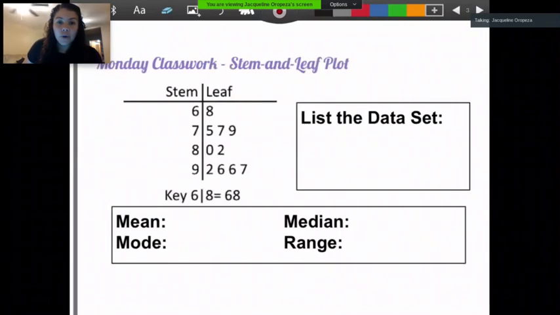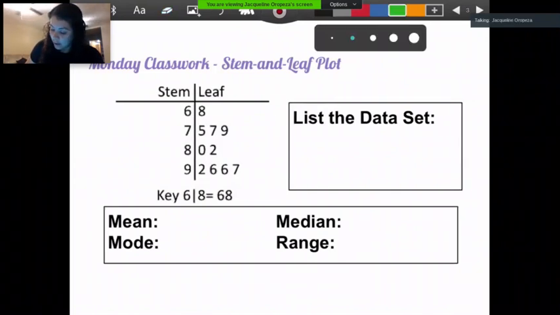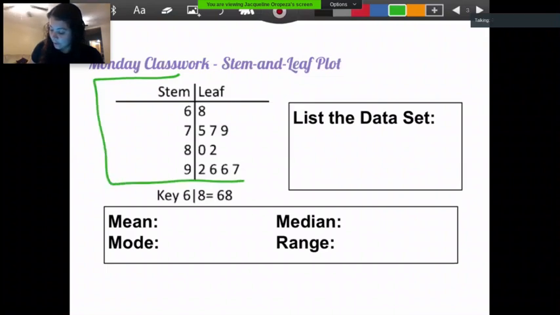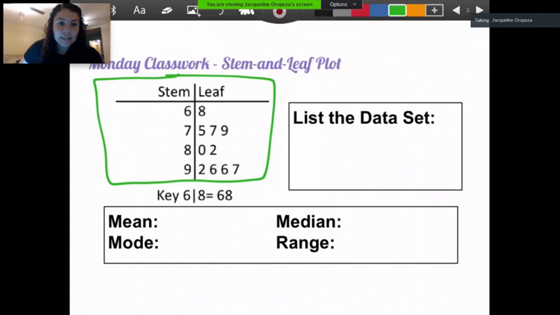We're going to go over one example and how to find the mean, median, and mode and range from a stem and leaf plot. Here is what we call a stem and leaf plot. Our first step is to list the data. This is the way you list the data from a stem and leaf plot.